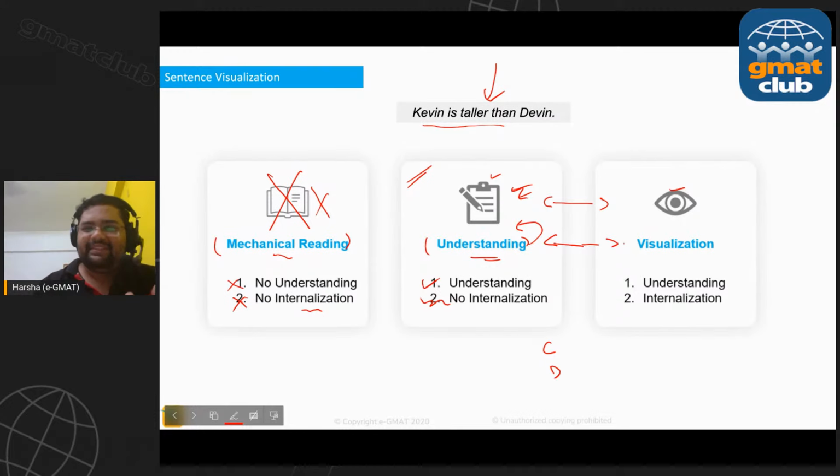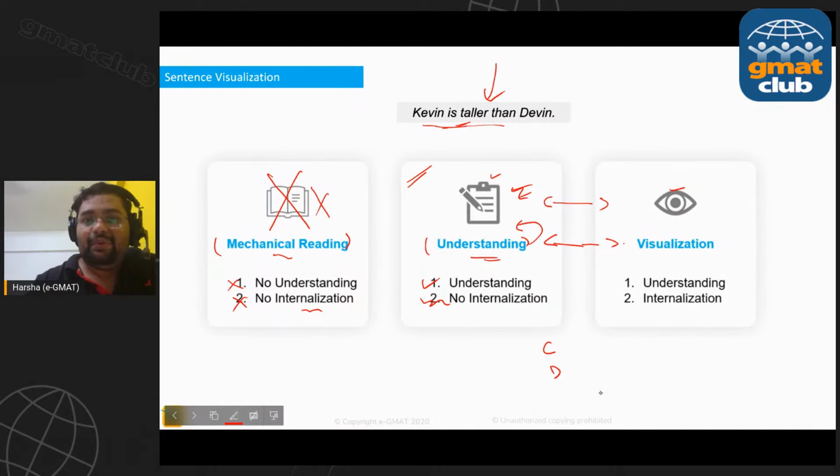Now, what is visualization? Here, it's not just that I'm reading this. As I read this, a picture actually forms in my brain. I'm engaging the creative side of my brain to form that picture. Imagination is an underrated thing on the GMAT. If you can truly imagine what's going on, your brain is more actively involved in processing that information.